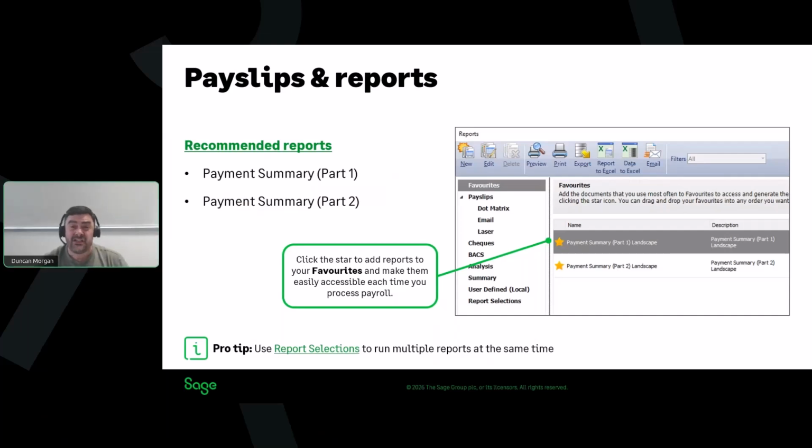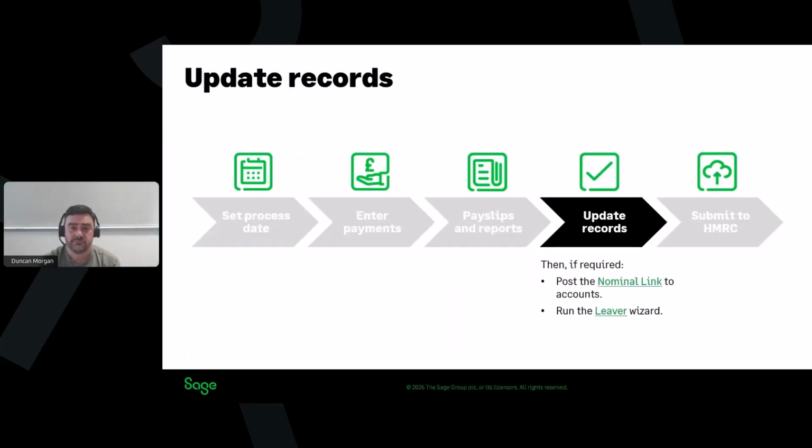So next up, we're ready to complete our pay run. So our final 2 steps will be to update the records. So this finalizes the pay run and it creates a historical entry in the employee record. You can then, if required, post the nominal link to accounts and then run the leaver wizard to deal with anyone that has left in the current pay period. And then your final step will be to submit to HMRC. So let's complete the demo now.